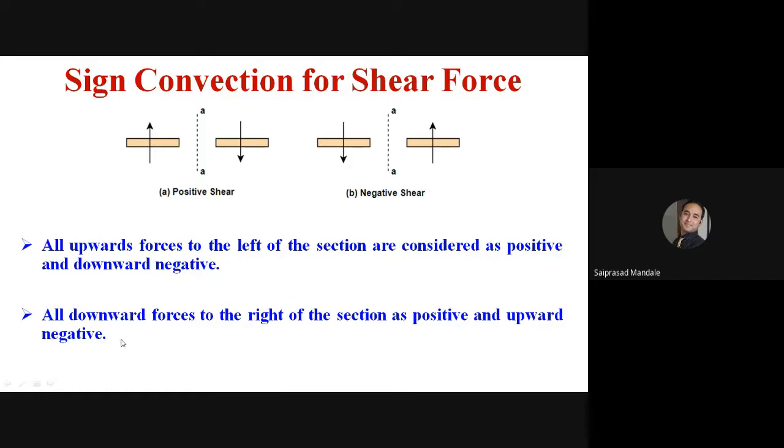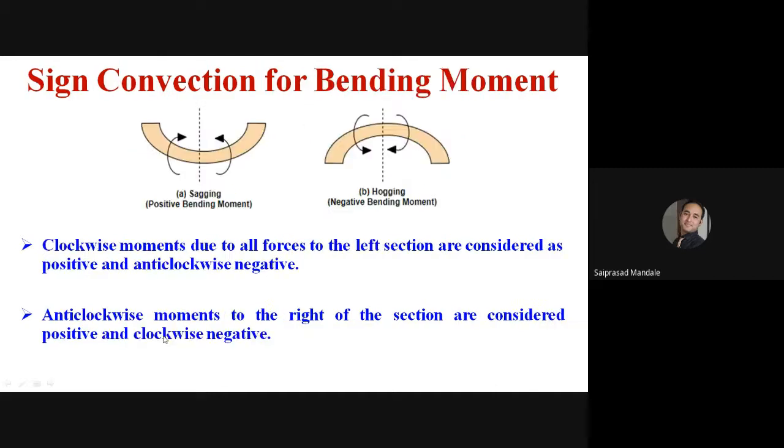We must be aware of the other type too. Next, the sign convention for bending moment. Here the sagging and hogging concept is there, and we'll look at what sagging and hogging are. Similar to the sign convention of positive and negative shear force, where upward forces are positive and downward forces are negative on the left-hand side and vice versa for the right-hand side, there are similar sign conventions for moments.